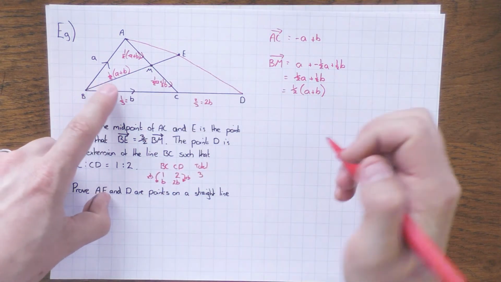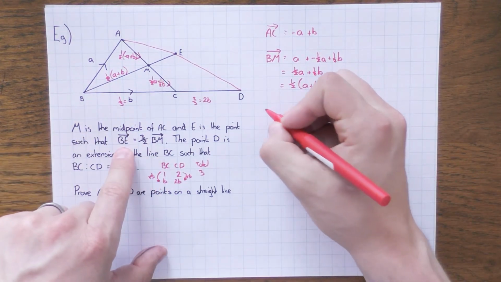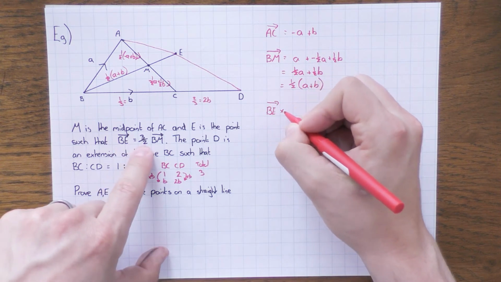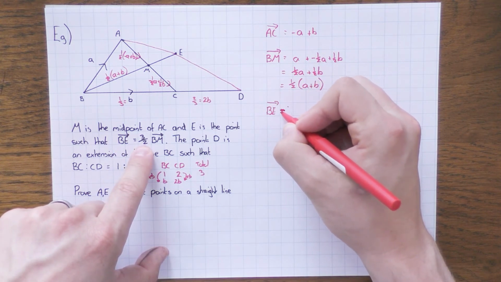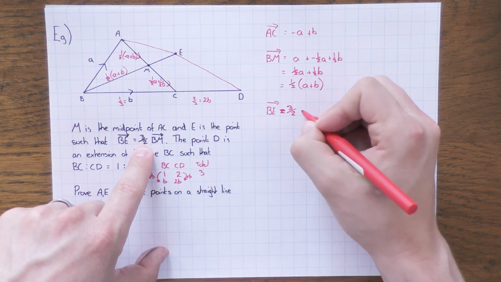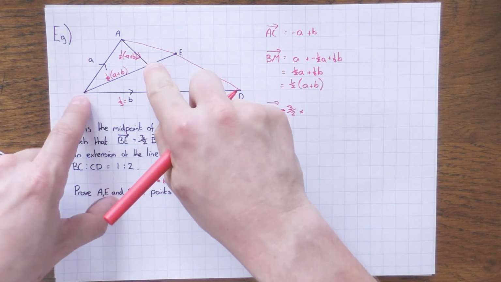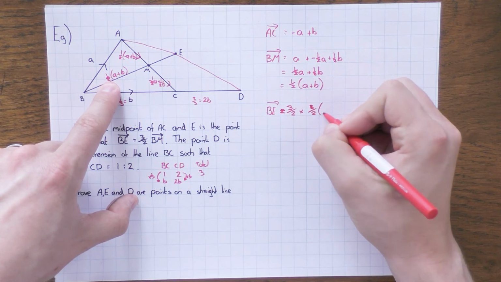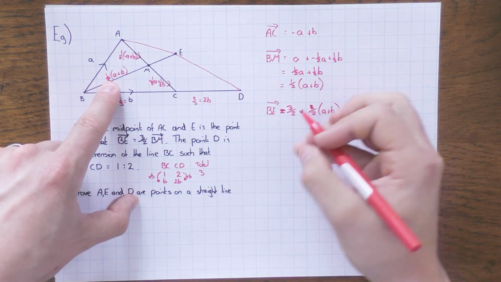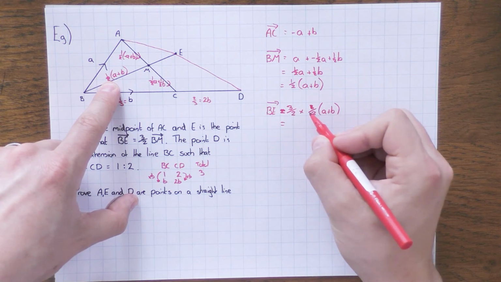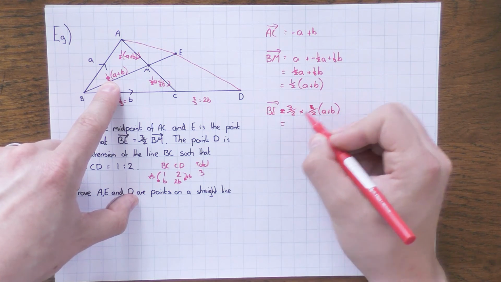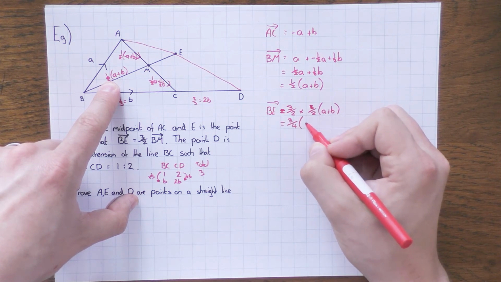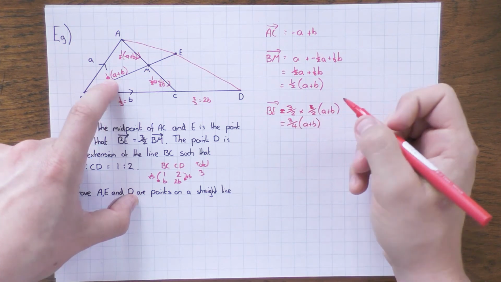We're told that BE, the whole thing, is 3 over 2 times this. So all I'm going to do to work out BE is 3 over 2 times by BM. Well, BM was this, which is a half A plus B. So just multiplying fractions here. So times the top times the bottom. 3 times 1 is 3. 2 times 2 is 4. So it's 3/4 A plus B.